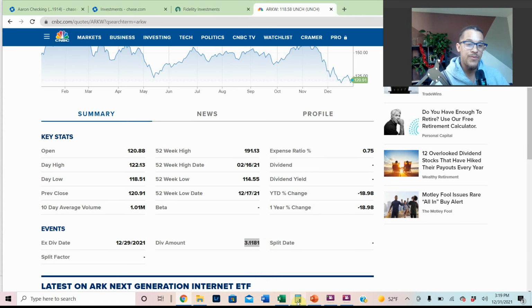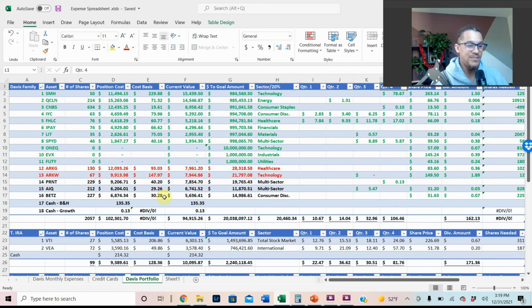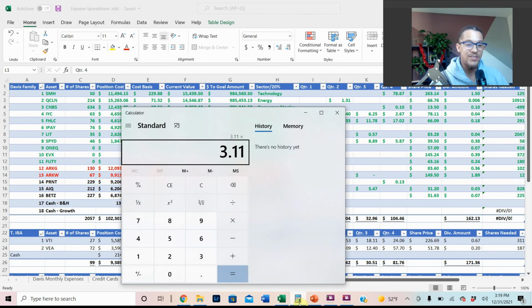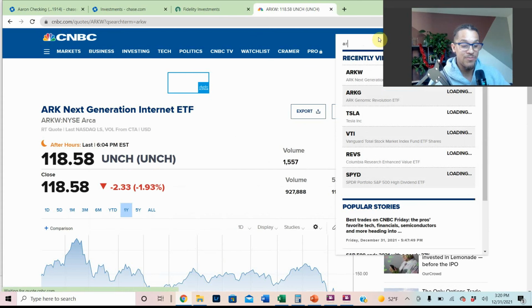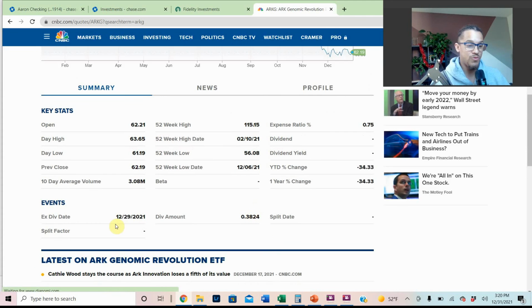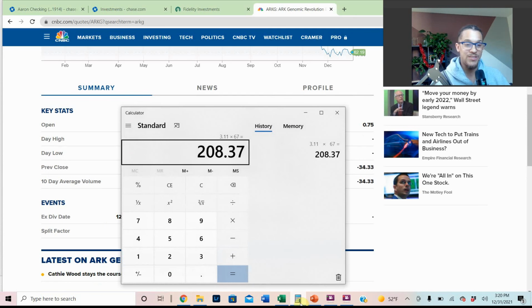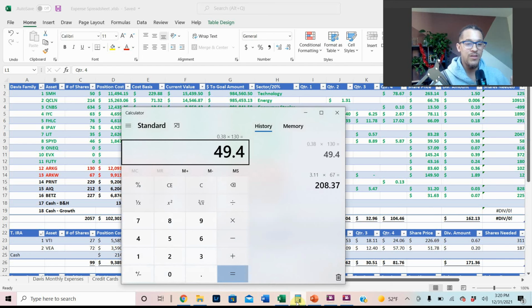The dividend amount is $3.11 per share. So we're going to go 3.11 times, I believe I have 67 shares, times 67. That's $208 right there that I'm owed in dividends at some point in my life that my family will be able to see. And then ARKG, let's see here. ARKG 12/29/21 pays out 38 cents, 0.38 times. I have more shares of this. This is going to be ARKG 130 times 130. So that's where I say I'm owed $250 in dividends.